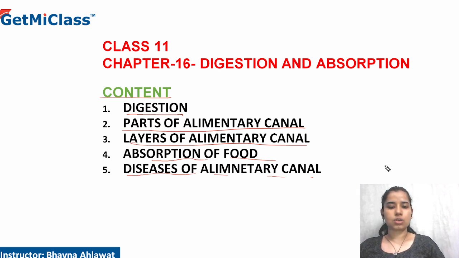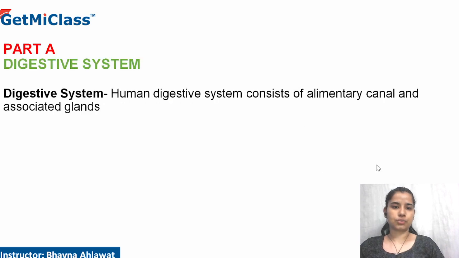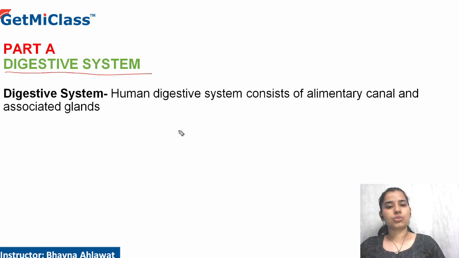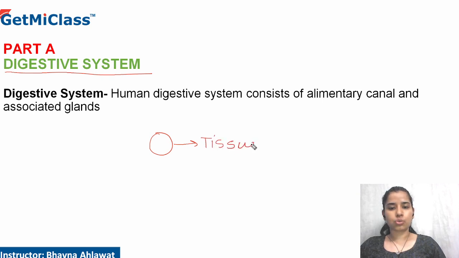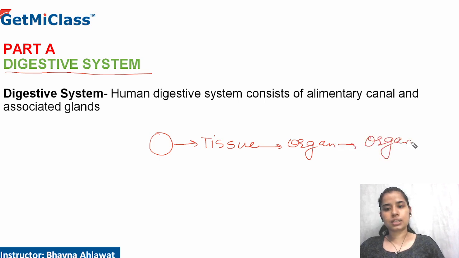So let's see what the discussion is related to digestion. Part 1, or part A, is related to the digestive system. First of all, we have to look into the previous chapter: initially there are cells. A group of cells makes tissue. Tissues make an organ, and organs make an organ system. Very basic. Okay, so organ system is there.